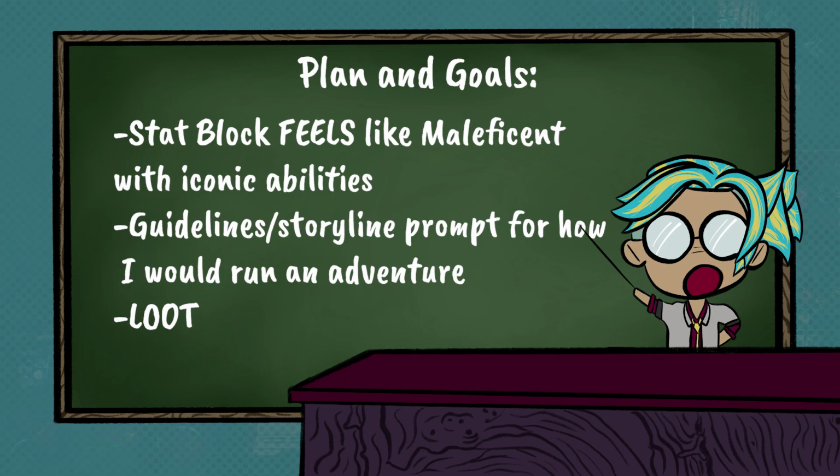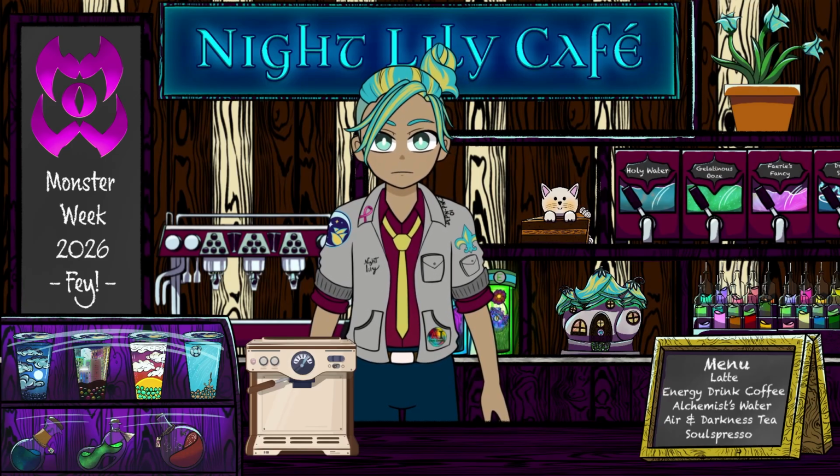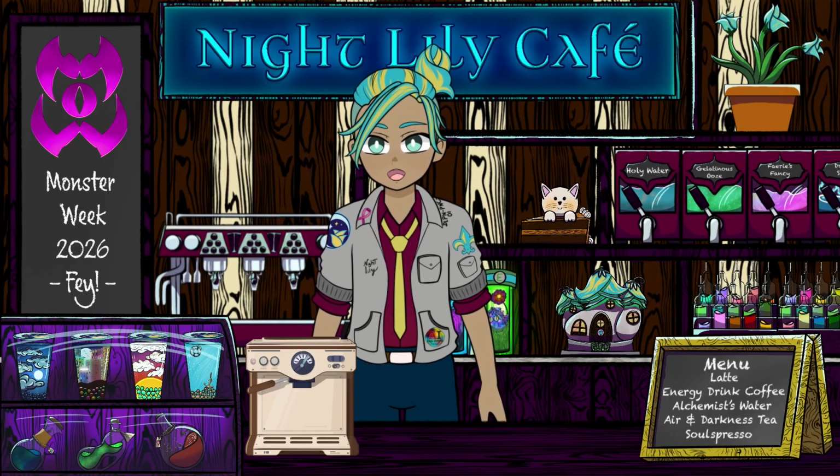Now, let's explain what my plan and goals are with this idea. I want to make a stat block that feels like Maleficent in personality and has abilities from the iconic moments that she has in the movie. I also want to give you guidelines for how I would run an adventure that would loosely follow the structure of this classic story, as well as some magic items that can be claimed as loot. Of course, all the stat blocks and magic items will be available for free, but before we get into that, let's jump into the meat of it.